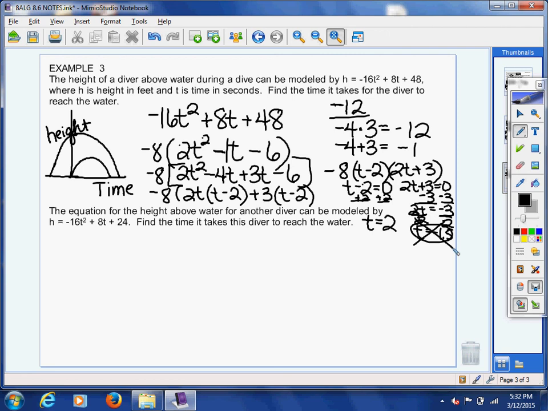We want to know after she dove, once we hit that timer, how many seconds did it take her to hit the water? And it took her 2 seconds. So that's the more reasonable answer.